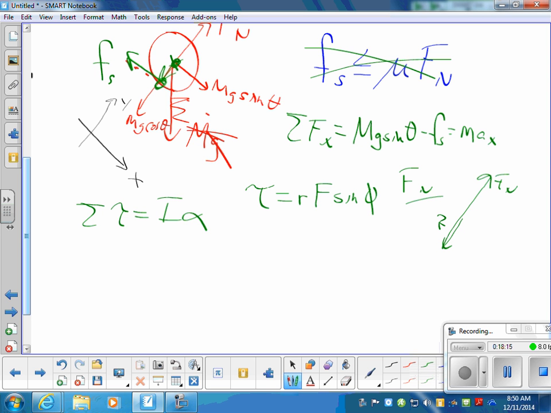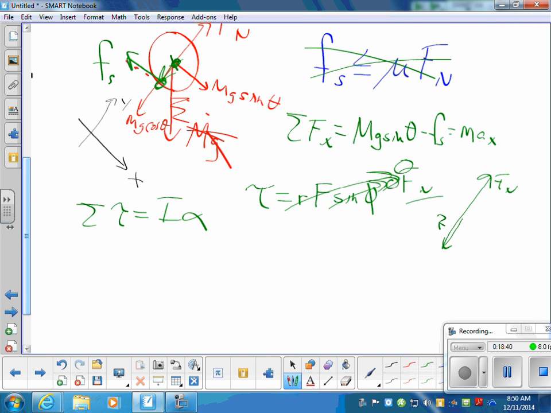What's phi for the normal force? It's not 0, it's 180, because they're in opposite directions. What's sine of 180? Zero. So the normal force creates no torque because sine phi is zero, so the whole thing is zero. There is no torque created by the normal force.